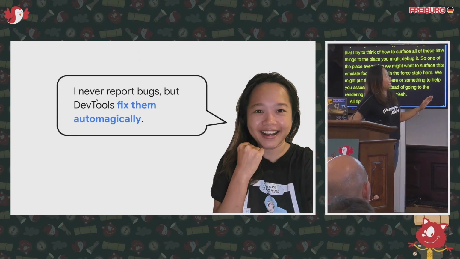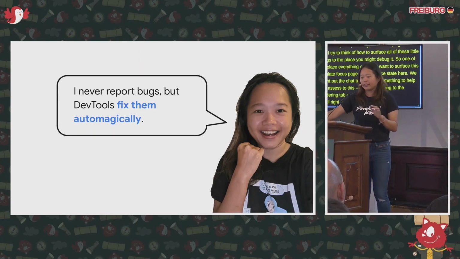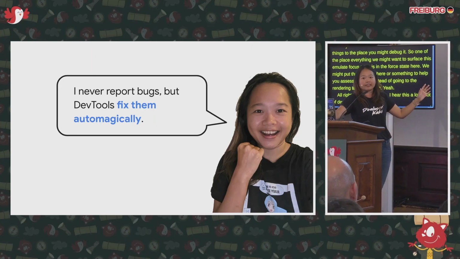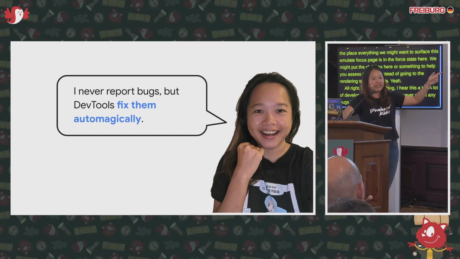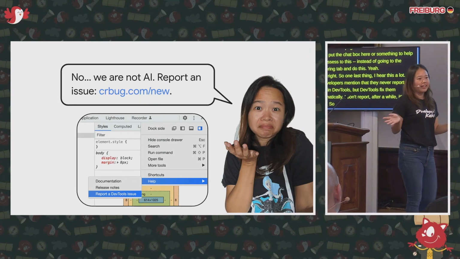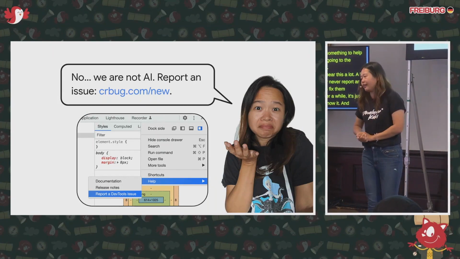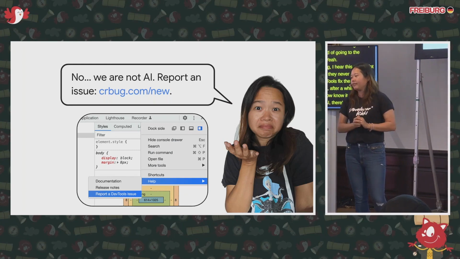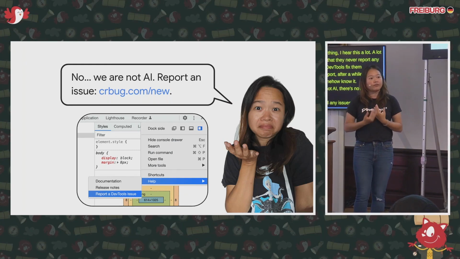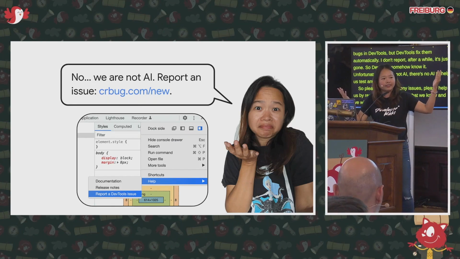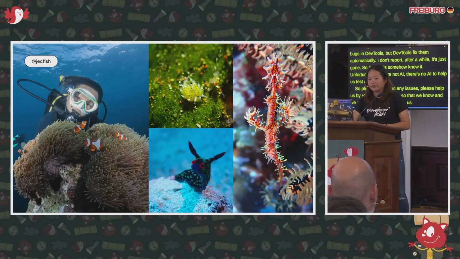All right, one last thing. I hear this a lot. A lot of developers mention that they never report any bugs in DevTools, but DevTools just fixes them automatically. Like, I don't report, some errors happen, and after a while, it's just gone. So DevTools somehow knows. Unfortunately, we are not AI. There's no AI to help us test and debug. So please, if you find any issues, help us by reporting them so that we know and we will work on it. Or just tag us on X or Twitter or Mastodon. Then we will look into it.